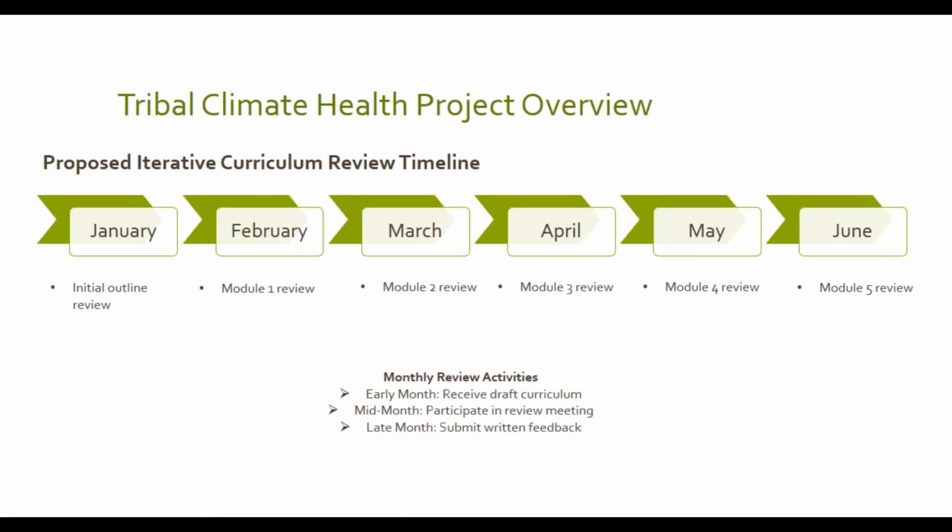Each month, in the early part of the month, you'll receive a draft curriculum. By mid-month, you'll have an opportunity to participate in a review meeting where we can go into more detail on each module. Then by late month, we would hope for some written feedback if you had any. February would be module 1, March would be module 2, April module 3, May would be module 4, and June would be module 5.